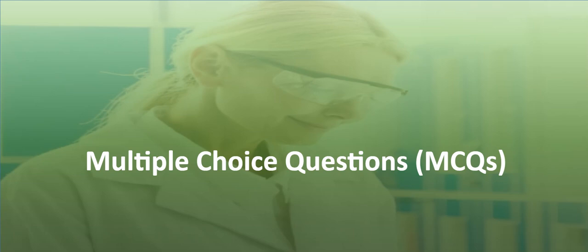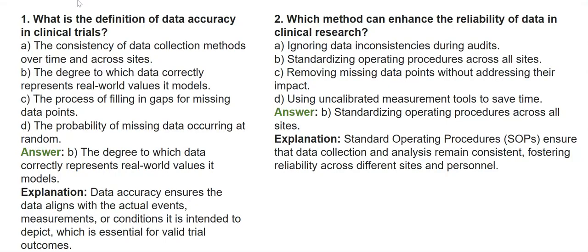We will revise some MCQs, multiple choice questions, as question number 1. What is the definition of data accuracy in clinical trials? Is it A, the consistency of data collection methods over time and across sites? Is it B, the degree to which data correctly represents real-world values it models? C, the process of filling in gaps for missing data points. D, the probability of missing data occurring at random. So it is B, the degree to which data correctly represents real-world values it models.